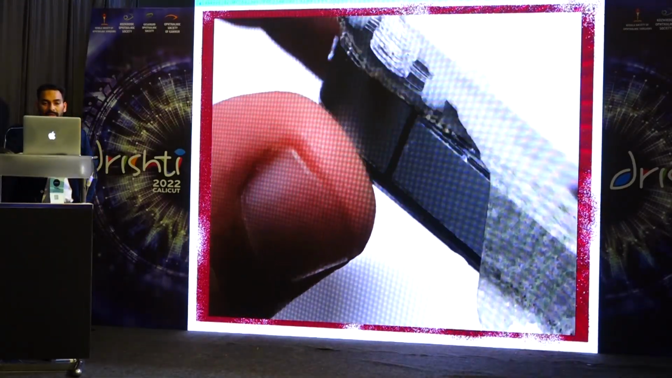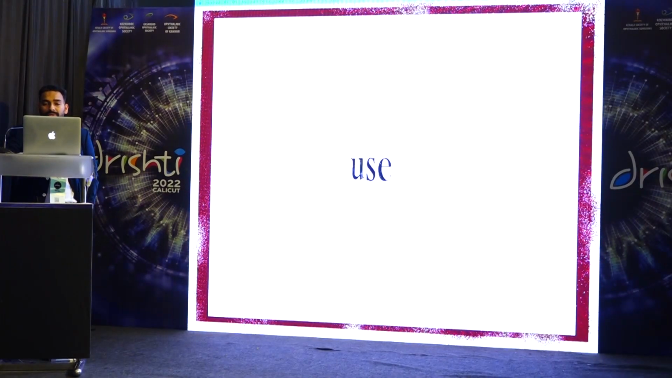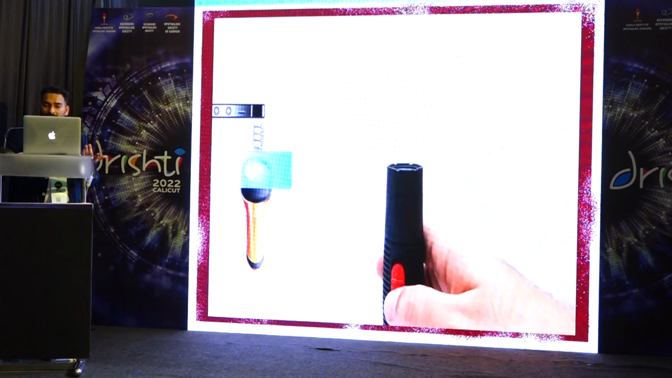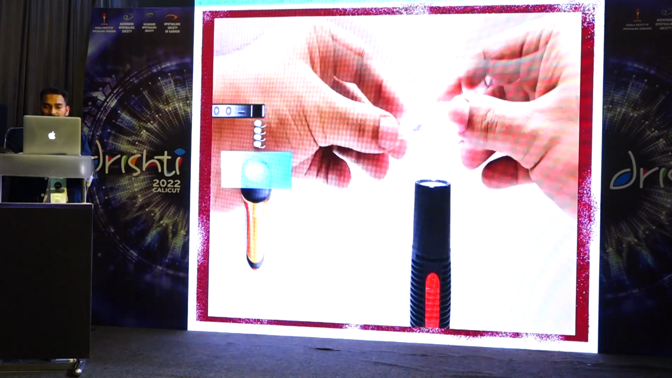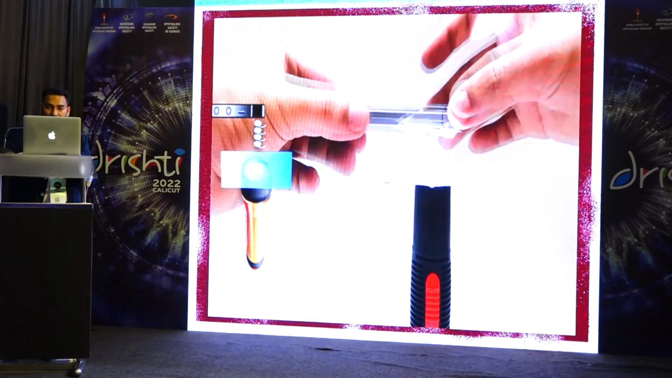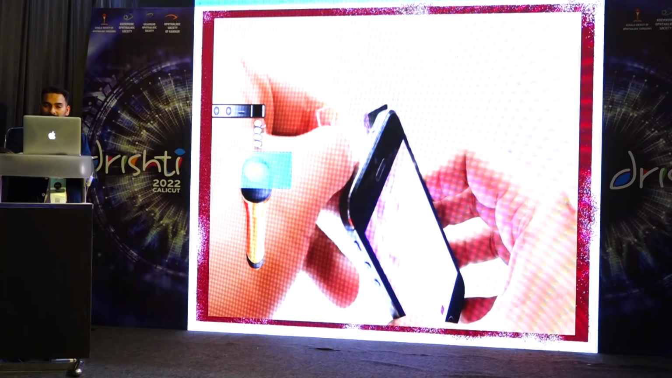Then you'll require an illumination device. You can use a smartphone or a torch or direct sunlight. Here is a demonstration with a torch. You keep the slide whichever you want to image, and this way you can take images of microorganisms.